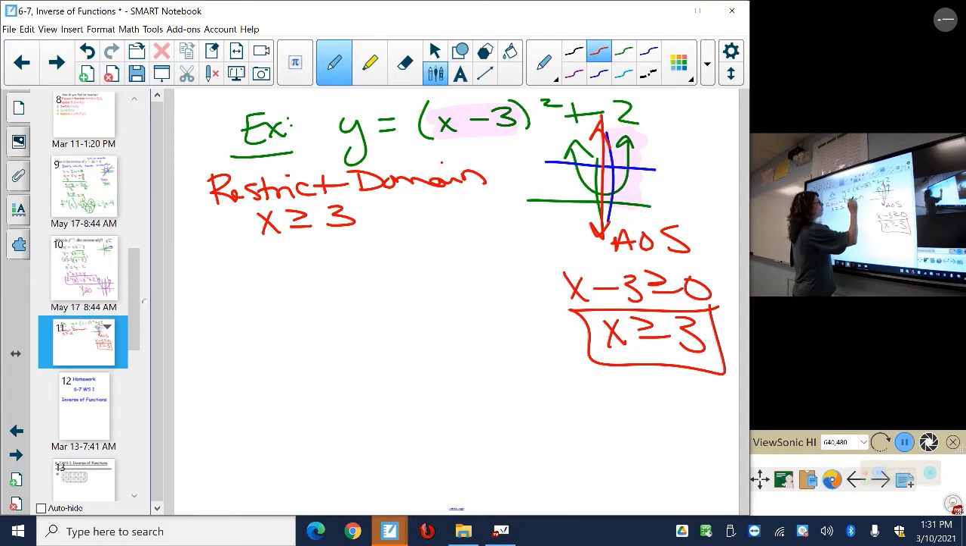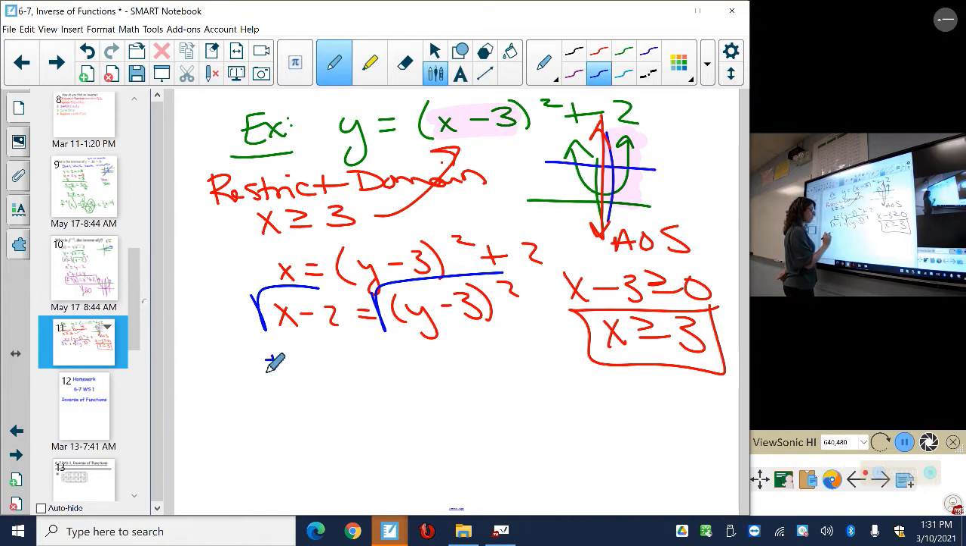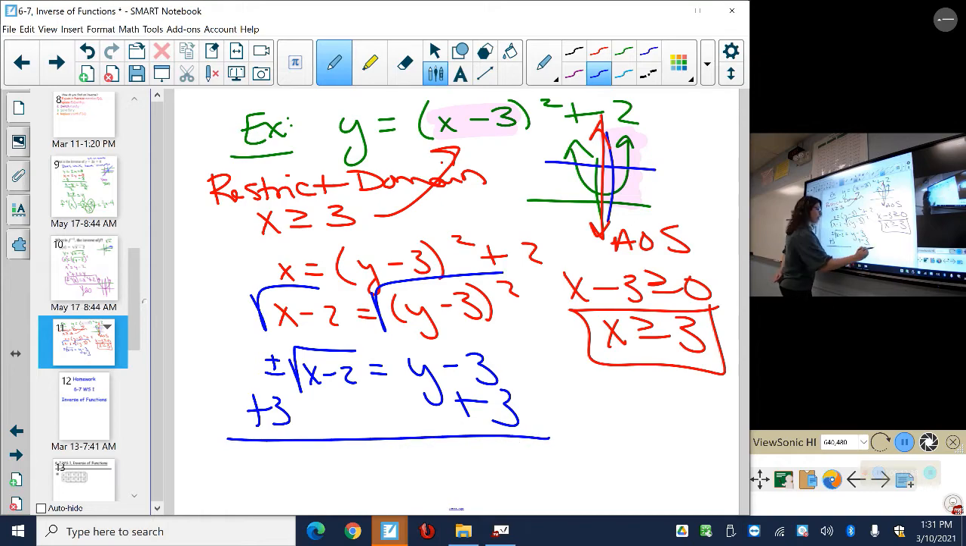Why greater than or equal to 3? Because that is our horizontal shift, okay? So I'm going to swap x and y. Then I'm going to solve for y. So I'm going to subtract 2. Then I'm going to go ahead and take the square root of both sides. So I'm going to have plus or minus the square root of x minus 2 is equal to y minus 3. Had to have the plus or minus there, but then I'm going to go ahead and add the 3. So I'm going to have 3 plus or minus the square root of x minus 2 is equal to y.